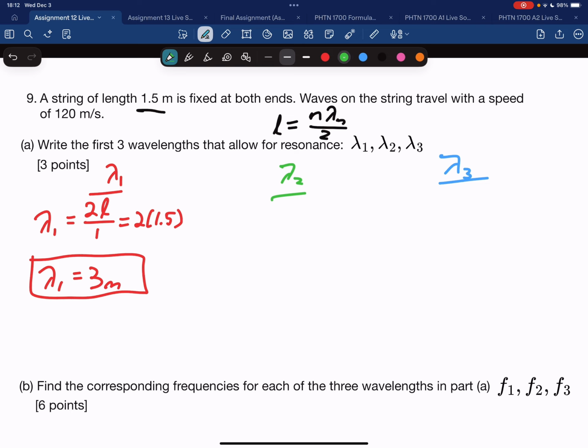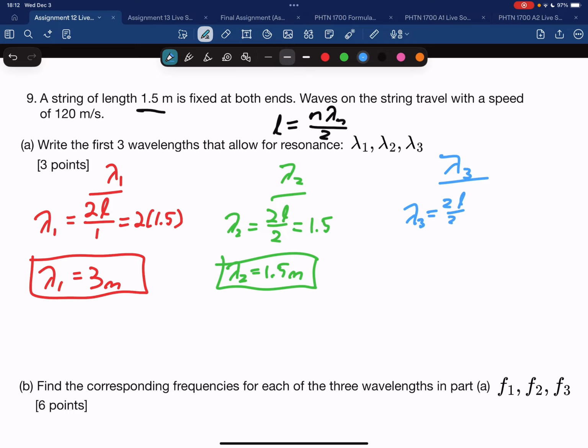Lambda 2. This is equal to 2L over 2, which is just equal to 1.5 because the 2's cancel. So lambda 2 equals 1.5 meters. Lambda 3. This is equal to 2L over 3, which is equal to 2 over 3 times 1.5. So lambda 3 is equal to just 1 meter. And that was for part A.